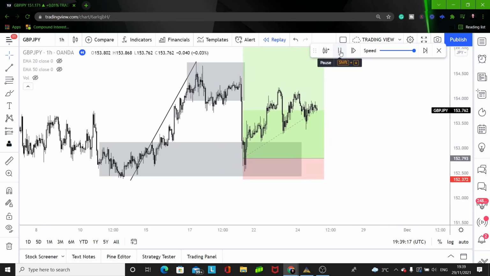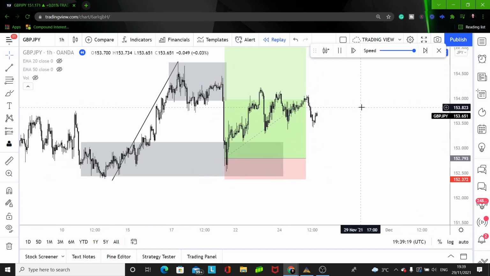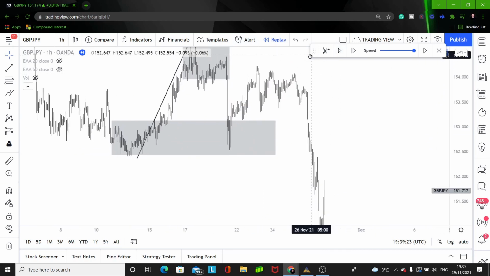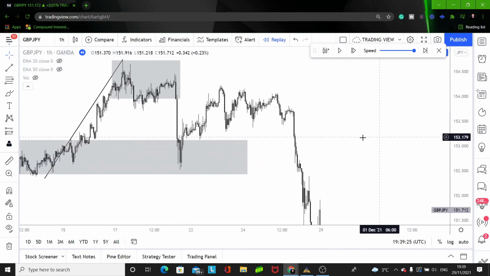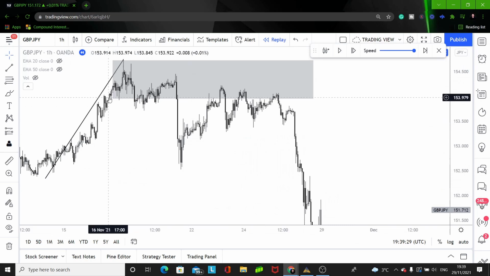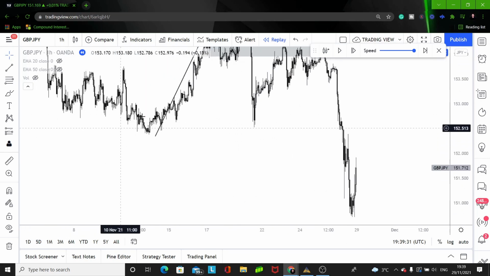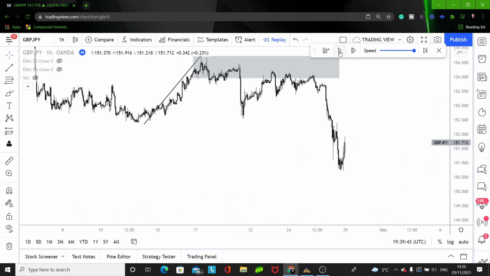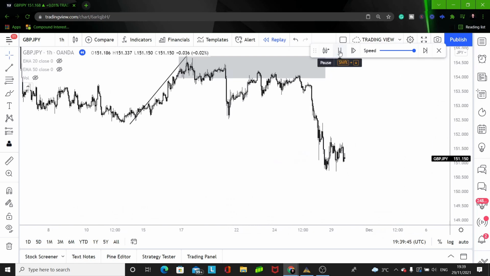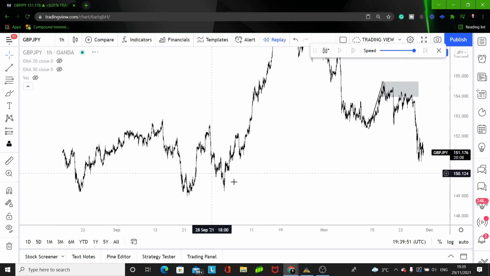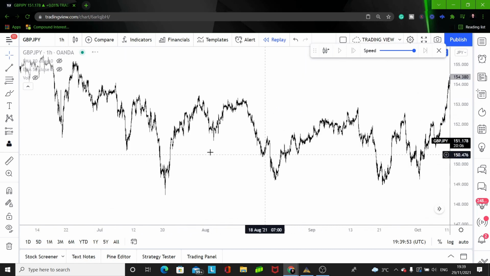So we move up. Let's just delete this. We drop through. We hit our supply zone, tap into that, and we drop. Oh, that's where we are now. So what was I explaining? I was going through areas of supply and demand and how we can trade it.